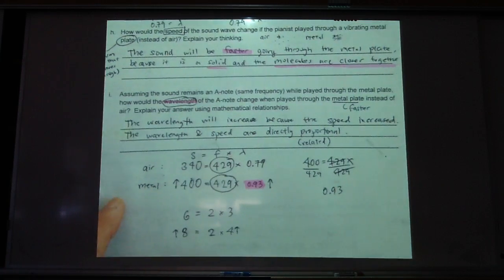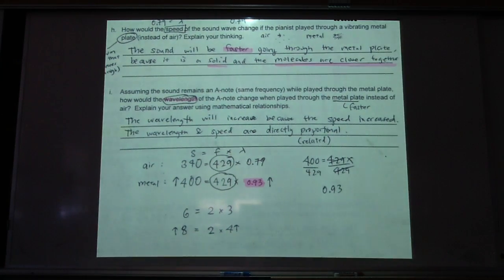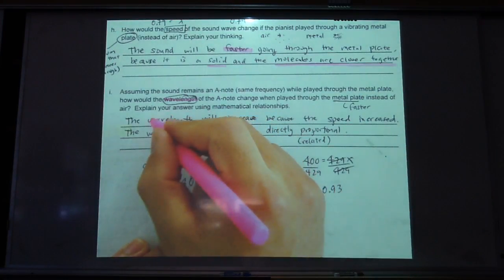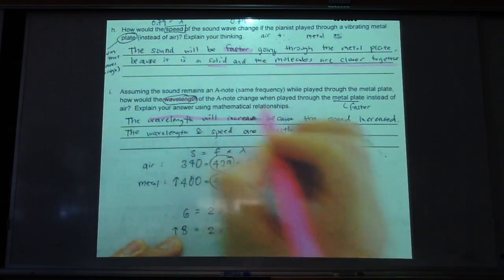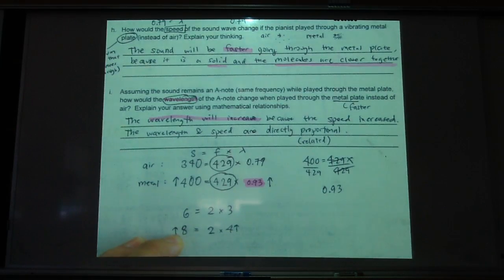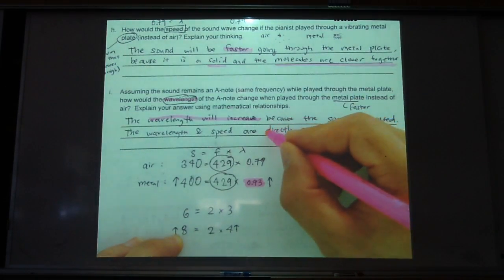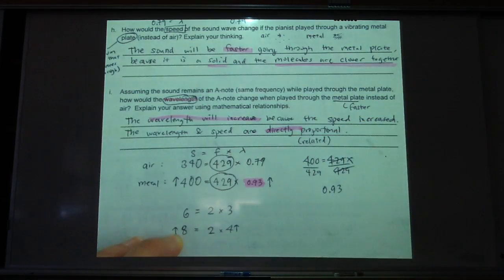And so for a problem like this, you need to have a couple of things. You need to tell me the answer, which is the wavelength will increase. You need to explain why, and you have to use the words directly related, or you have to use the word inversely related when that matters.